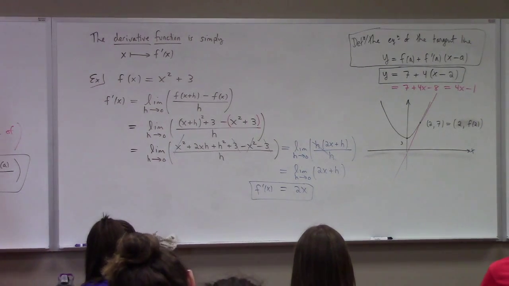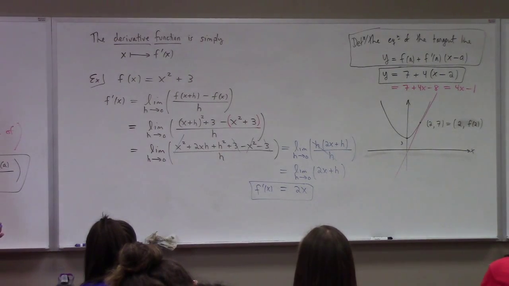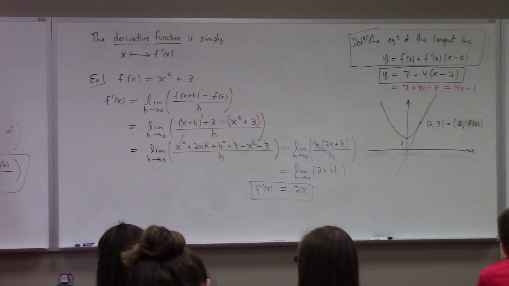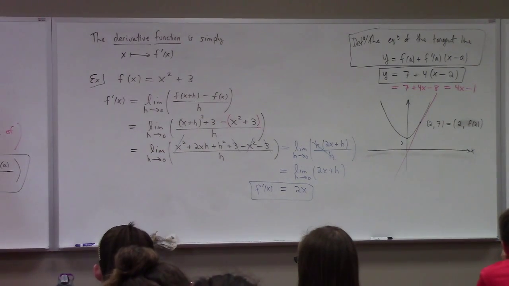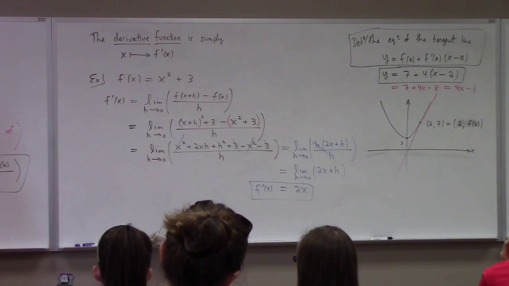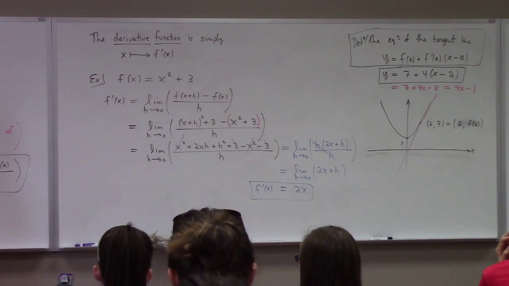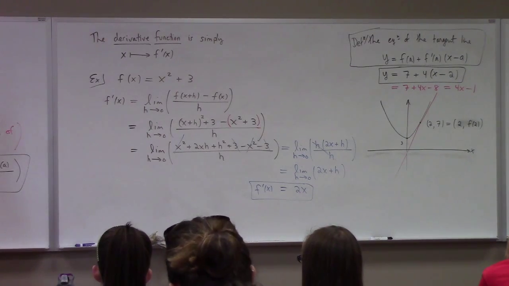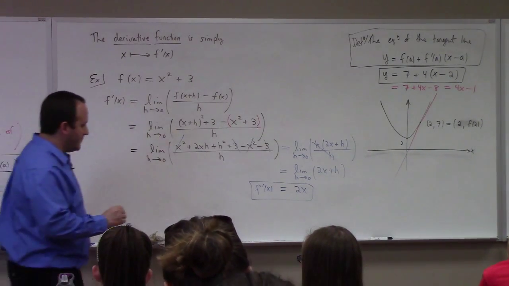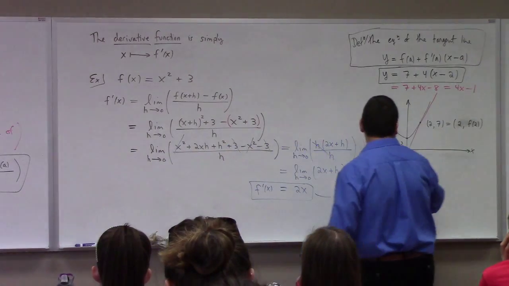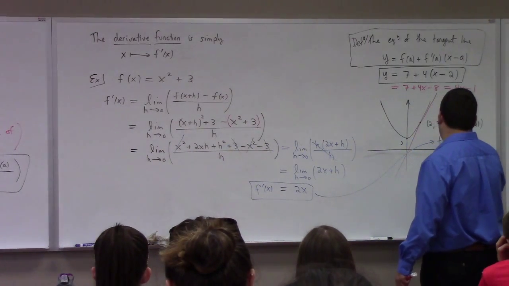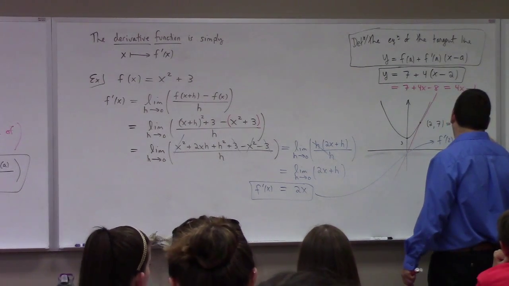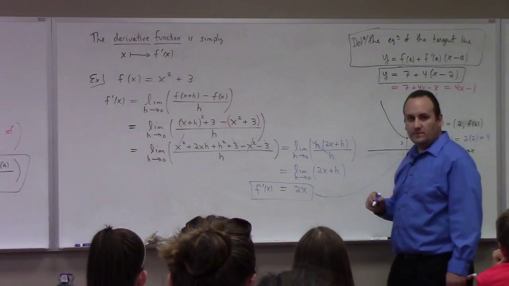So the function was a parabola. The derivative function, right, is a line. Okay. The derivative function is not the tangent line, right? The value of the derivative function at each point gives you the tangent line's slope at that point. For example, what happens when we go back over to here, look at this. So f prime of 2 is what? 2 times 2, which is 4.